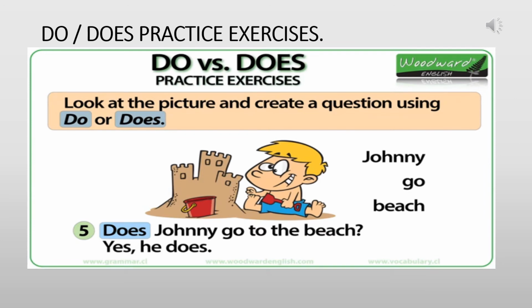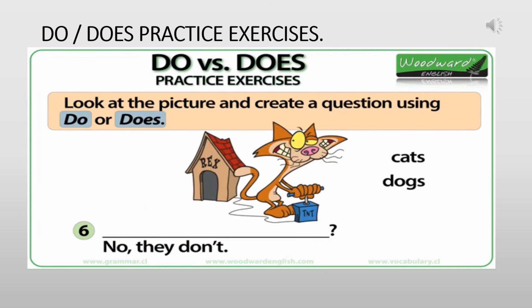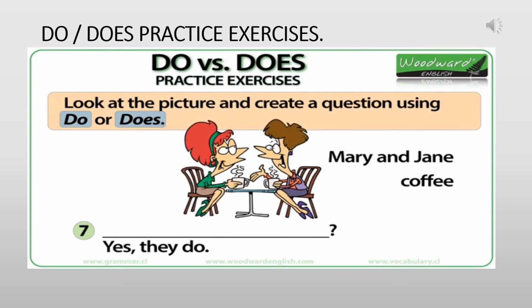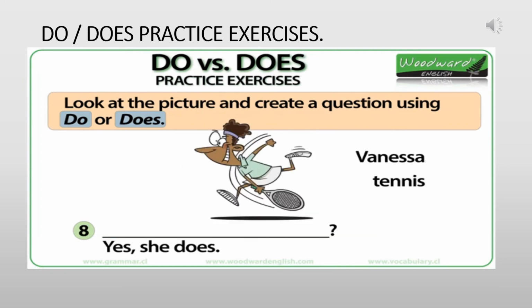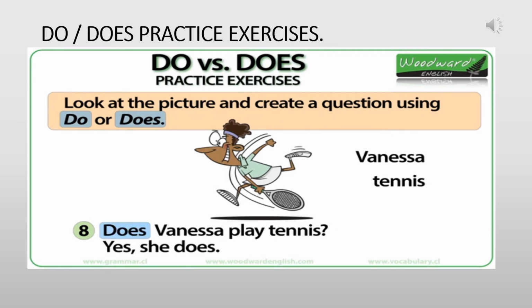Does Johnny go to the beach? Yes, he does. Do cats like dogs? No, they don't. Do Mary and Jane drink coffee? Yes, they do. Does Vanessa play tennis? Yes, she does.